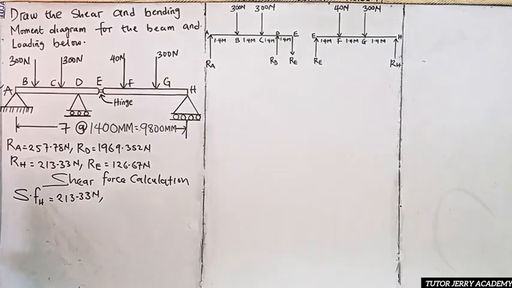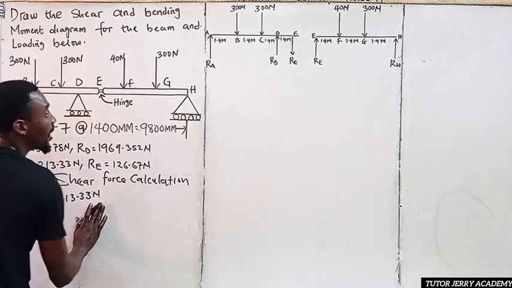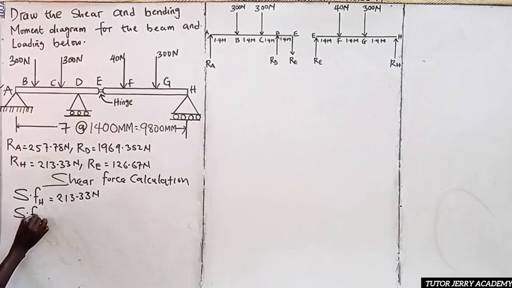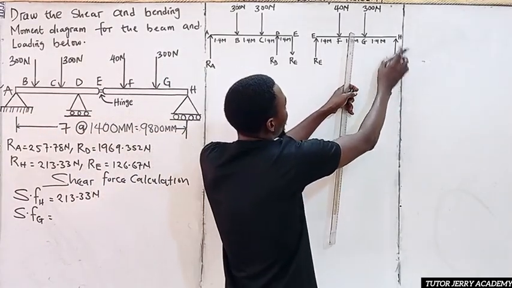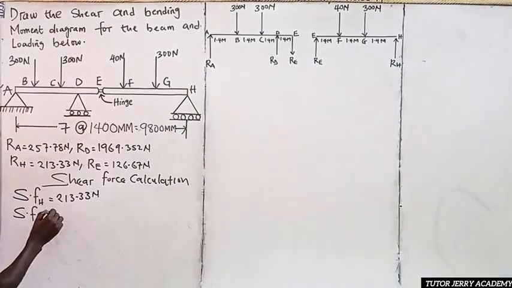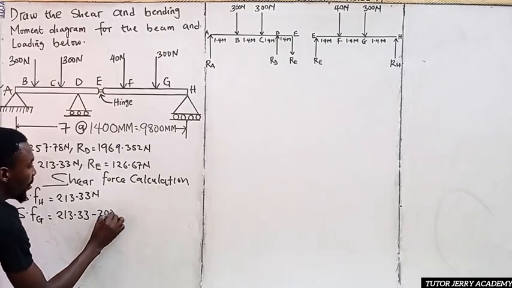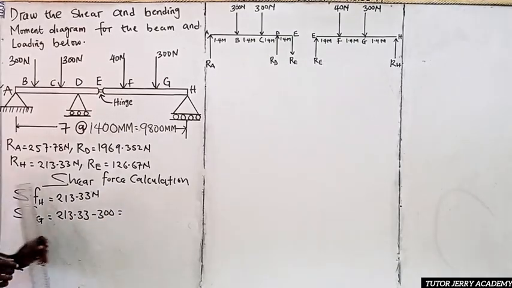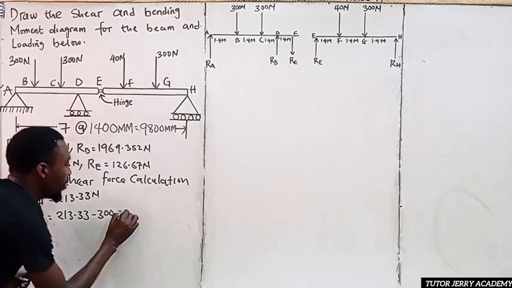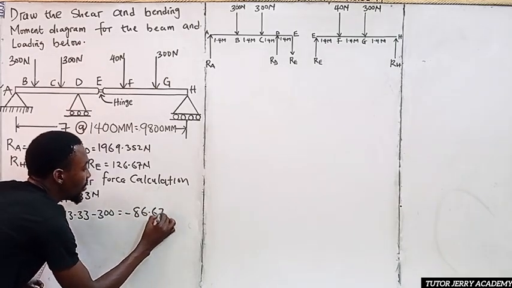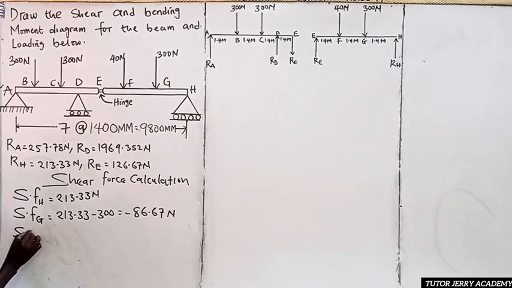213.33 Newton. All right, so the next one, the shear force at point G. Shear force at G will be equal to, if you stand at point G to your right, you are going to be seeing this and this. That is 213.33 minus 300. So if you subtract this from this, the shear force at point G is going to be minus 86.67 Newton.